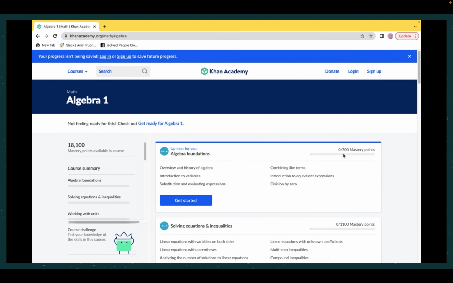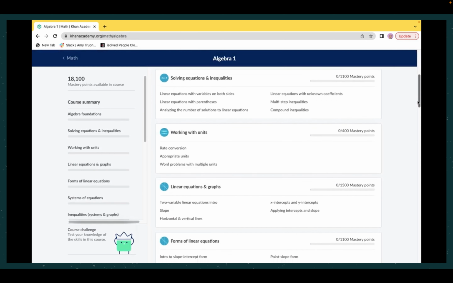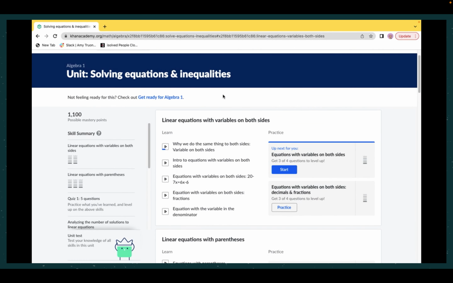Once in the Algebra 1 page, there will be different concepts and skills to work on. Let's take a look at solving equations and inequalities. Let's learn about linear equations with variables on each side. Click on that skill and it will bring up a video that will help you understand the concept. Let's take a quick look at the first video.